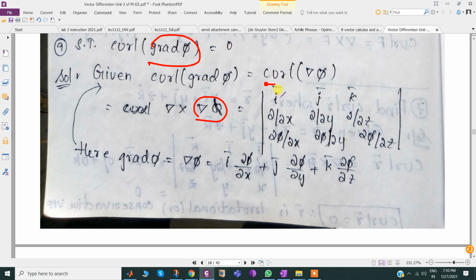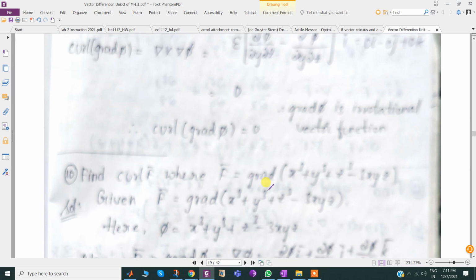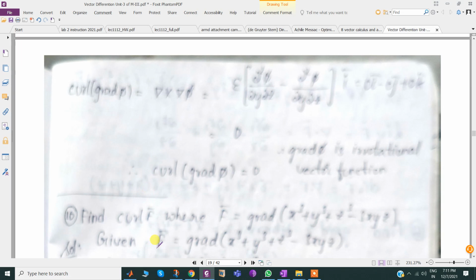Grad phi is, as per that, i bar, j bar, k bar, here del by del x, del by del y, del by del z, then del phi by del x, del phi by del y, del phi by del z. Simply simplification here. Same logic, just a substitution, simplification, substitution only.